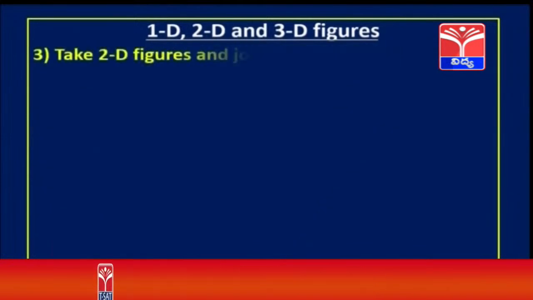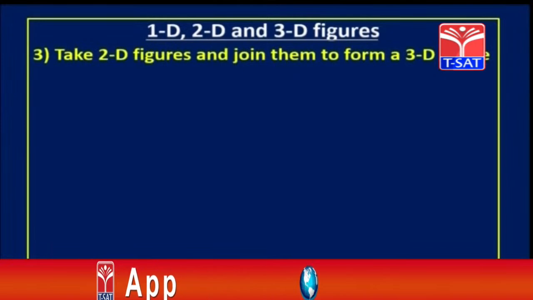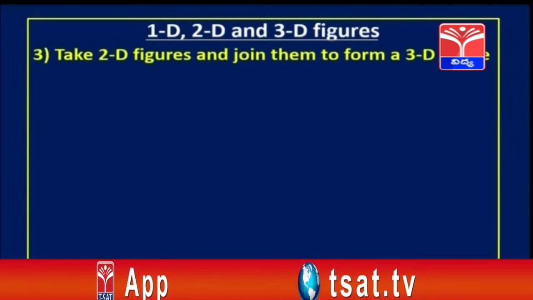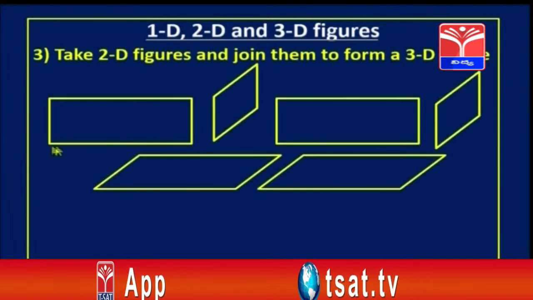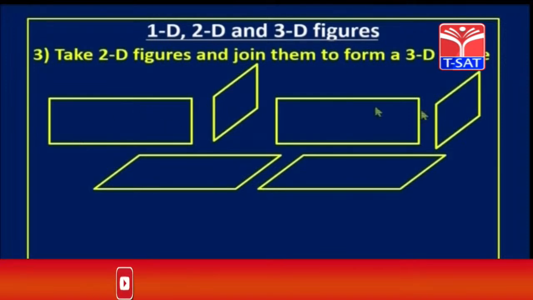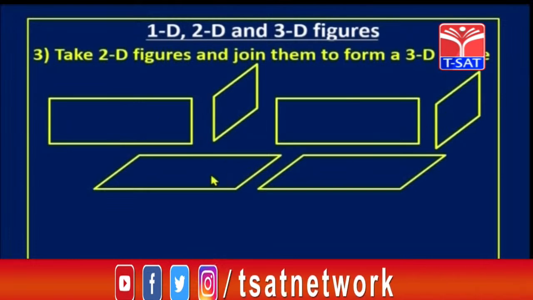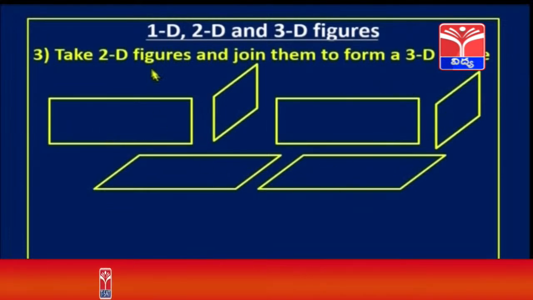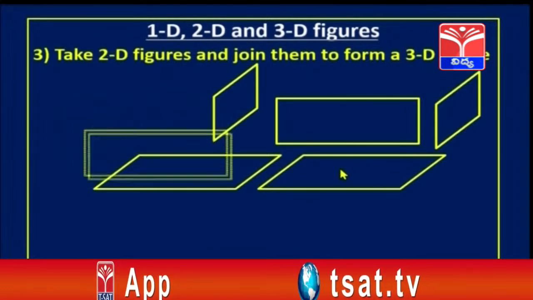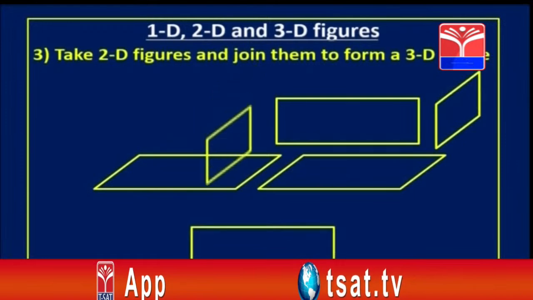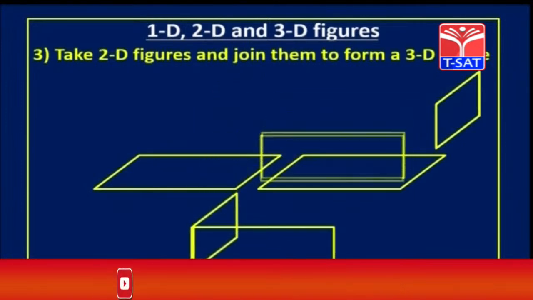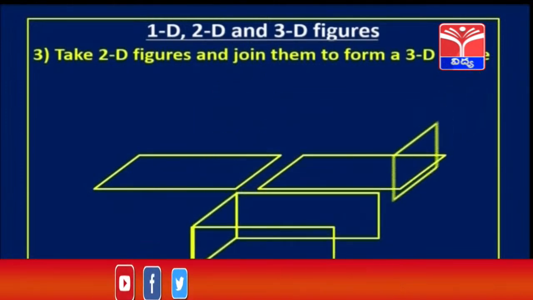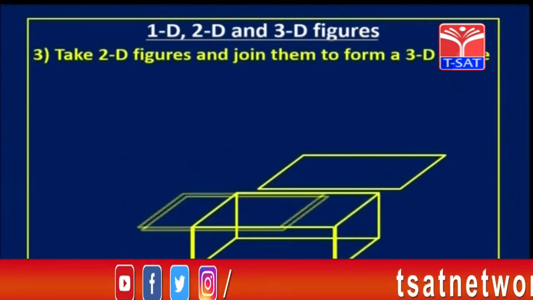Now, what you have to do children? Take 2D figures and join them to form a 3D figure. Now, what am I doing children here? Yes, I am taking all plane figures. You can observe children here 1, 2, 3, 4, 5, 6. I am taking 6 plane figures which are 2D, means which are 2-dimensional. Now, what am I doing children? Yes, I am trying to move one by one so that it is forming a closed object.